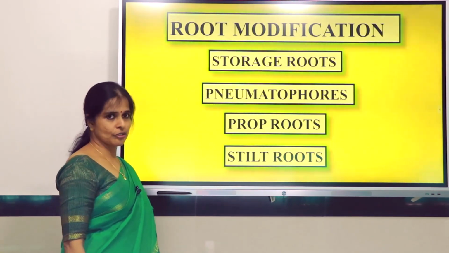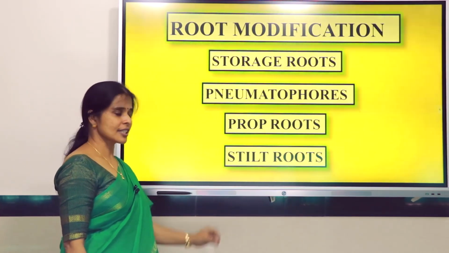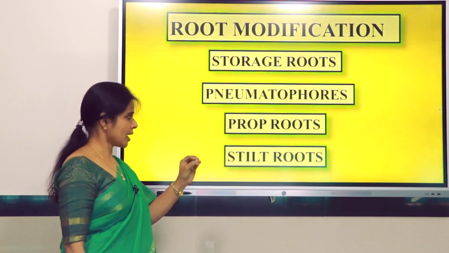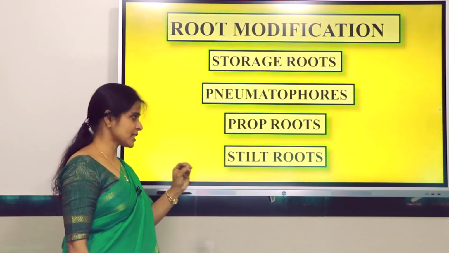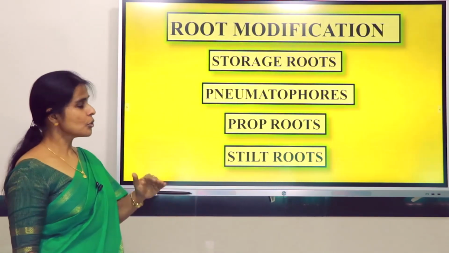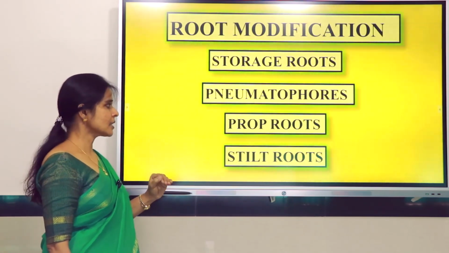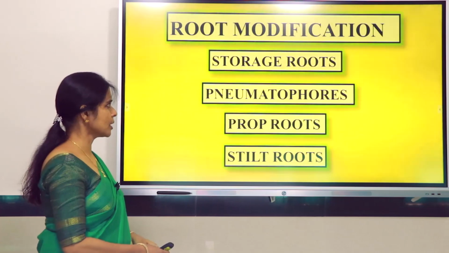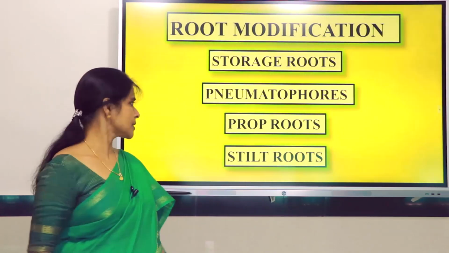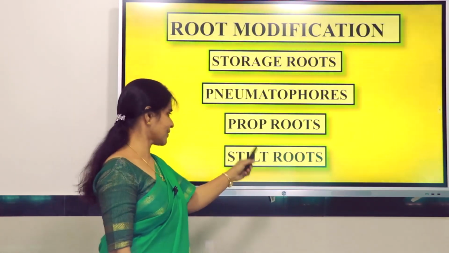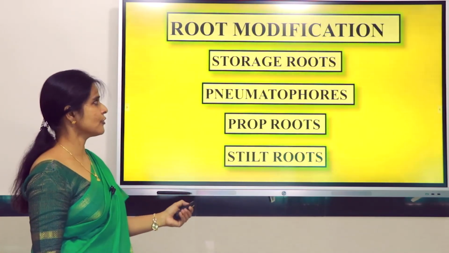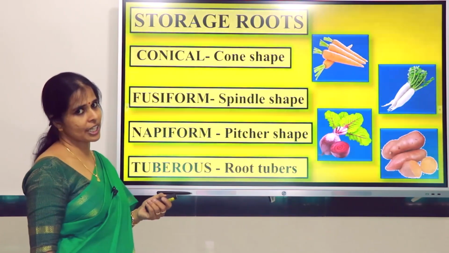Then the next one, pneumatophores, means respiratory roots, that is, roots modified for respiration. Next is prop root, which are the supporting roots that support the plant. Stilt roots, again for support, are another type of root. So, roots undergo modifications and are categorized into 4: storage roots for storage, pneumatophores for respiration, prop roots for support, as well as stilt roots, again for support. We have to study in detail all the 4 types of roots formed by modification.